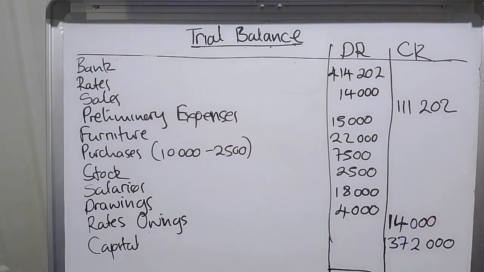Okay, if we add this side, 111,202 plus 14,000 plus 372,000, we are supposed to get 497,202. On the debit side again, if we add all this, we are supposed to come up with 497,202. And that means the trial balance would have balanced.